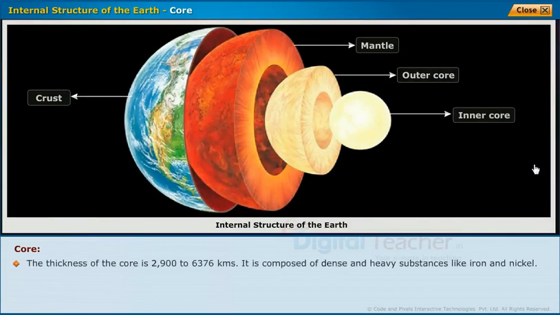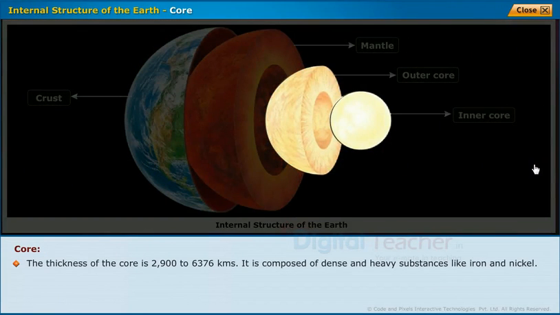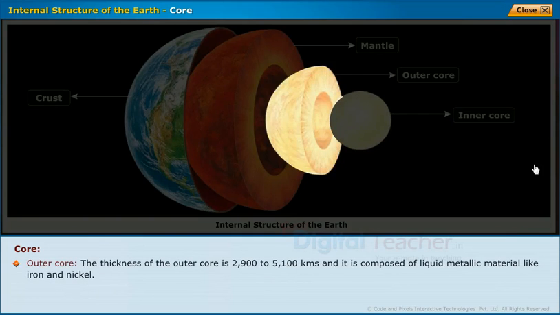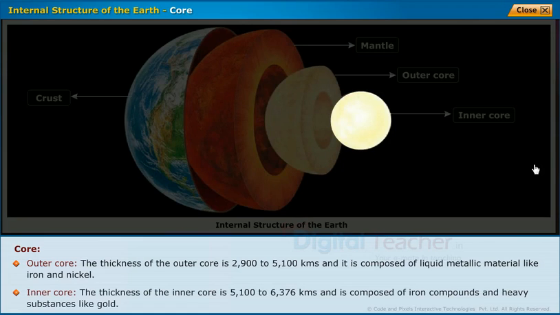Core. The thickness of the core is 2900 to 6376 kilometers. It is composed of dense and heavy substances like iron and nickel. The core layer is divided into sublayers, namely outer core and inner core. Outer core. The thickness of the outer core is 2900 to 5100 kilometers and it is composed of liquid metallic material like iron and nickel. Inner core. The thickness of the inner core is 5100 to 6376 kilometers and is composed of iron compounds and heavy substances like gold.